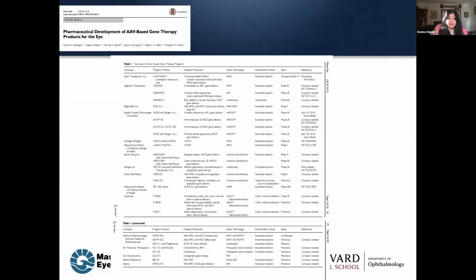In the eye in particular, this is a table, and I've put on the top here for your reference the journal article that this table was taken from, which I think is a great summary table. It was just recently published in 2019, so it's pretty up to date, but it gives you an idea of what company, these are specifically for ocular gene therapeutics, the programs and the products, the disease mechanisms that are covered, the vector technology. And if you go down the list, you'll see AAV2 for a lot of this and AAV7H.